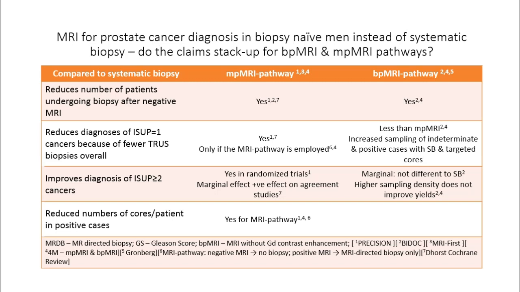So what we can say is that biparametric MRI can reduce the number of men undergoing a biopsy after a negative MRI, which we expect. It does reduce the diagnosis of insignificant cancers, but less than in multiparametric MRI. And there does not seem to be a benefit in terms of improvement of clinically significant cancers, but we didn't see that with multiparametric MRI anyway. The real question is, does it reduce the number of cores per patient in positive cases?